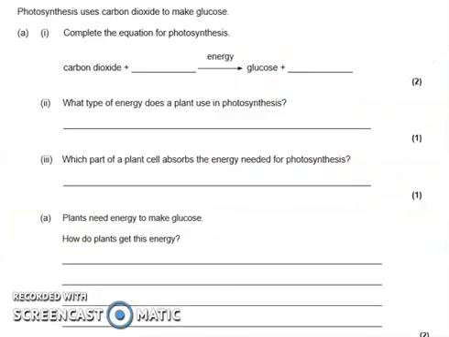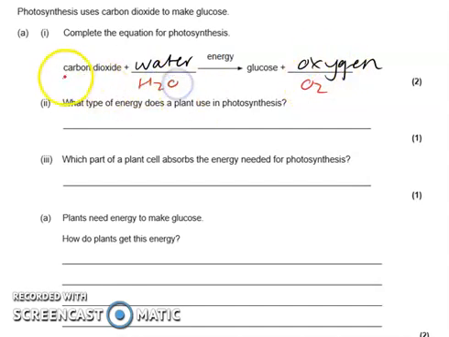Okay, let's have a go at some past paper questions. Pause the video now to have a go on your own. Okay, thank you for unpausing. Let's go through the answers. So, complete the equation. Carbon dioxide plus water goes to make glucose and oxygen. Notice that I have used words and not symbols. I have not written oxygen or H2O because they have written it in words. That means I need to write in words as well. You only get the mark for words.